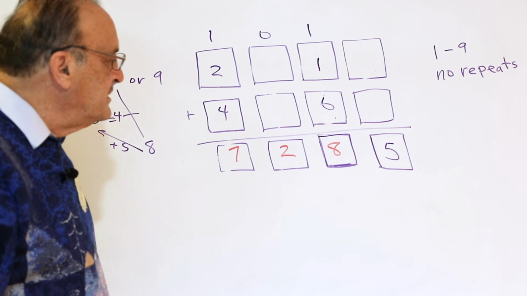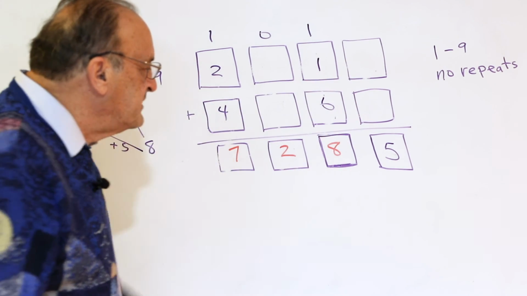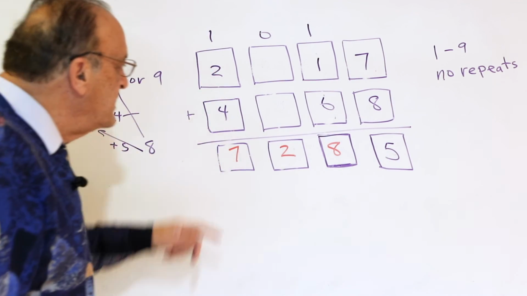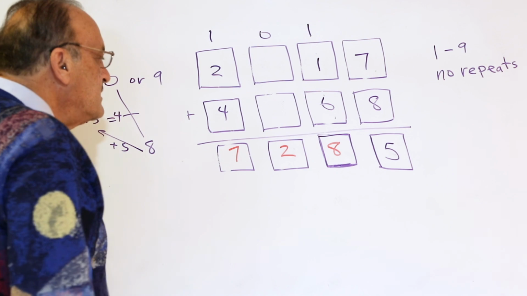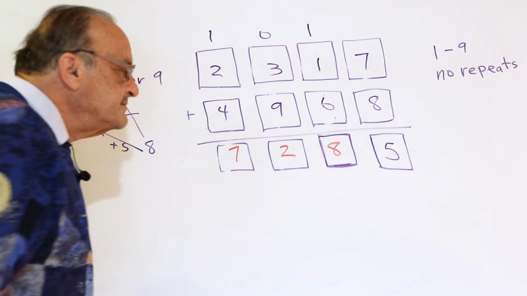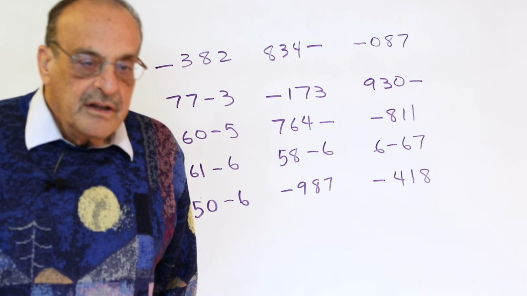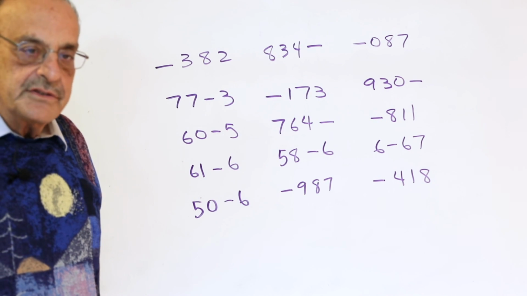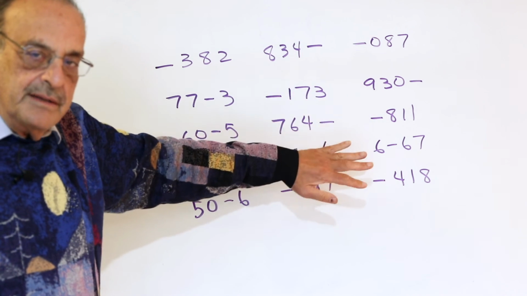And so now you can't go 9, 6. You have to go 7, 8. And this has to be 9, 3. So here's some more challenging problems that have interesting solutions. And so you can pause the video and make a note of these.